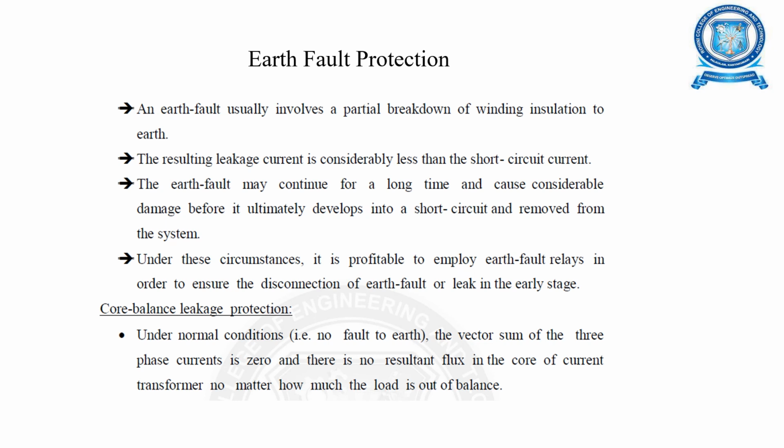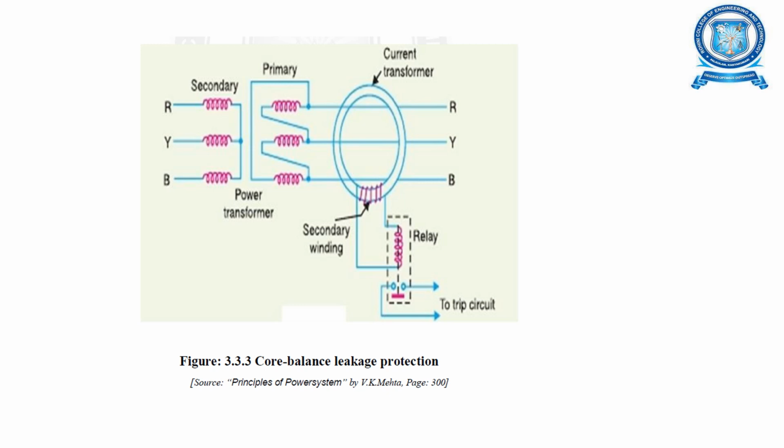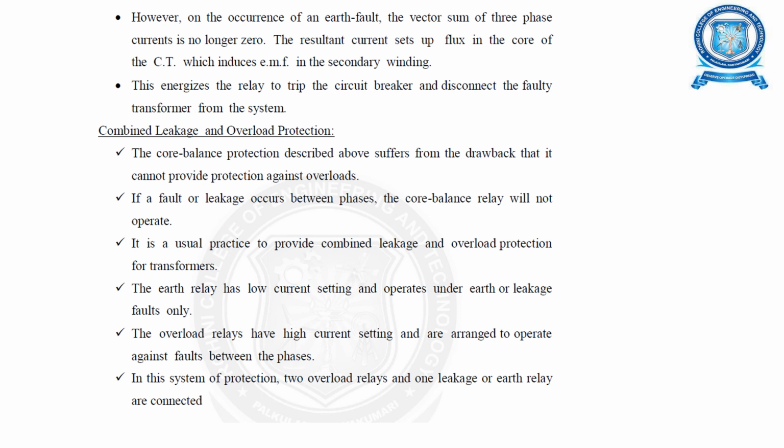Under normal conditions, the vector sum of the three phase currents is zero and there is no resultant flux in the core of the current transformer, no matter how much the load is out of balance. Here is the core balance leakage protection circuit: primary and secondary current transformers, primary and secondary winding, relay circuit, and the trip circuit. However, on occurrence of an earth fault, the vector sum of the three phase currents is no longer zero. This energizes the relay to trip the circuit breaker and disconnect the faulty transformer from the system.